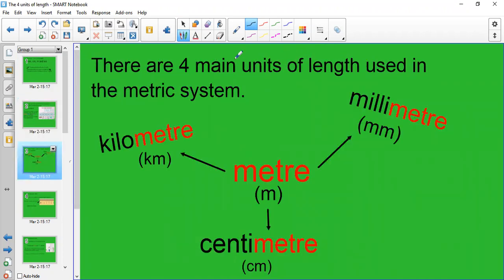So there are 4 main units of length that we want to look at today that are used in the metric system, and the base unit we're looking at is the meter. If you look at millimeter, which we looked at yesterday, the centimeter and kilometer, they've all got meter at the end. And I've written down the unit of measurement underneath each of these measurements.